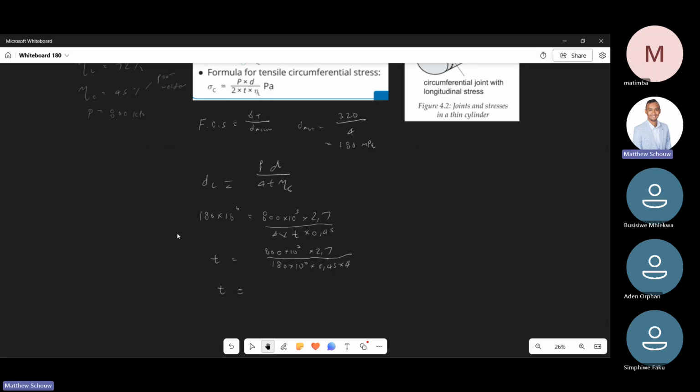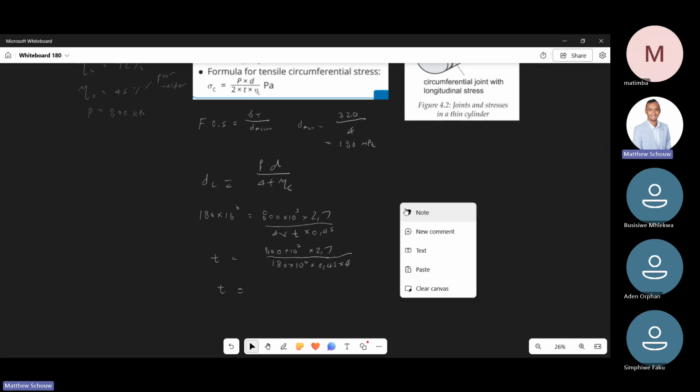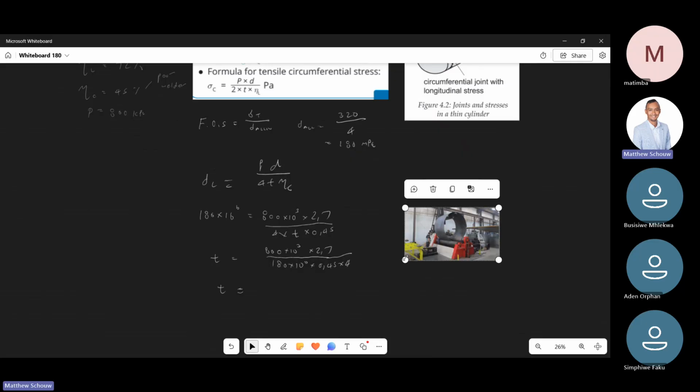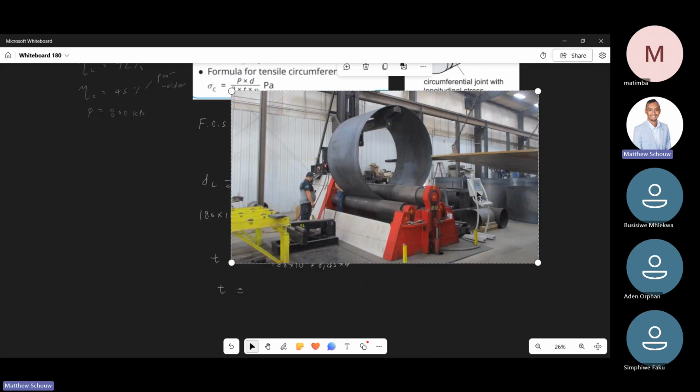So when building a pressure vessel or boiler, are you familiar with the rolling process? Does anyone know what the rolling process is? It's plate rolling, in manufacturing. Can you see over here? We're rolling one of the shells on the vessel. We take a flat plate and we roll it into a cylindrical shape. Can you see that?